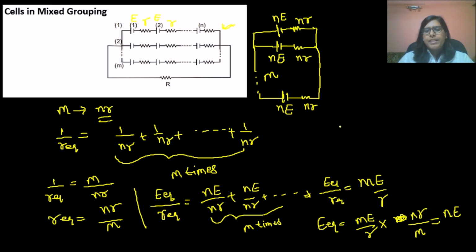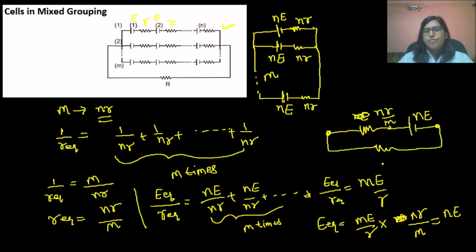So this combination can be replaced by nE EMF and nr by m internal resistance, and this is connected with this resistance R. Then we can simply say the maximum power consumed by this resistance will be when R equals nr by m. This we have already seen, the maximum power theorem.